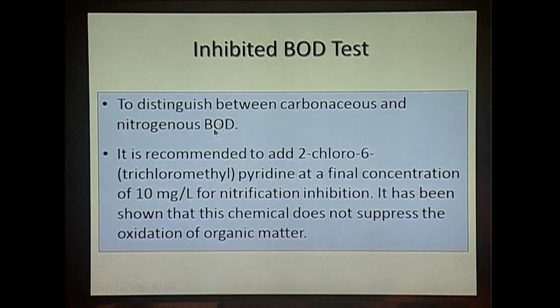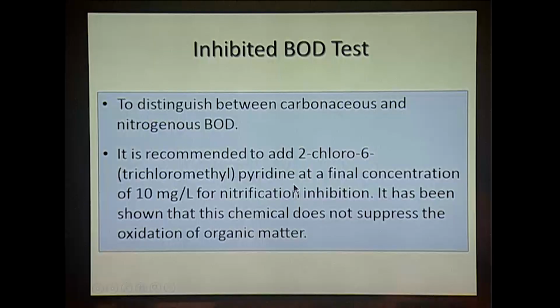In this process, inhibition of the nitrification, meaning the nitrogenous biochemical oxygen demand which is put up by the microorganisms in order to oxidize the inorganic matter, is inhibited by the addition of an agent called 2-chloro-6-trichloromethylpyridine at a concentration of 10 milligram per liter. So if this is added, it does not hamper your carbonaceous BOD, but it inhibits your nitrogenous BOD system.